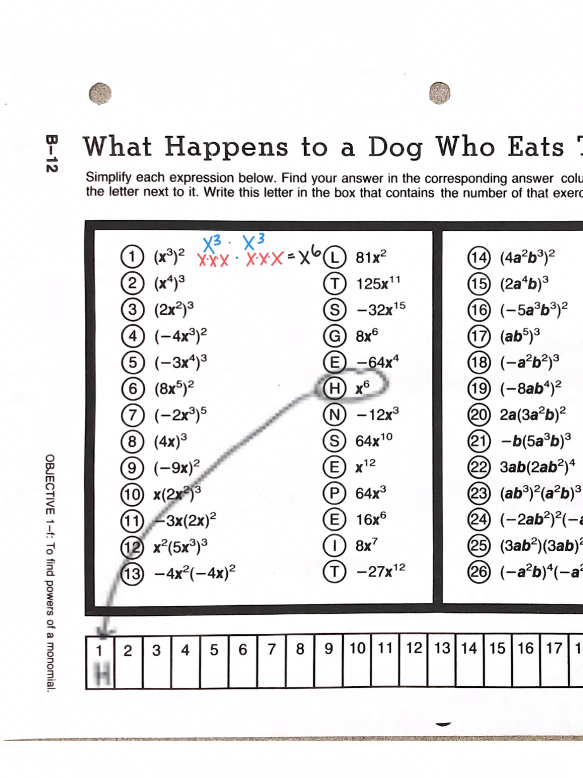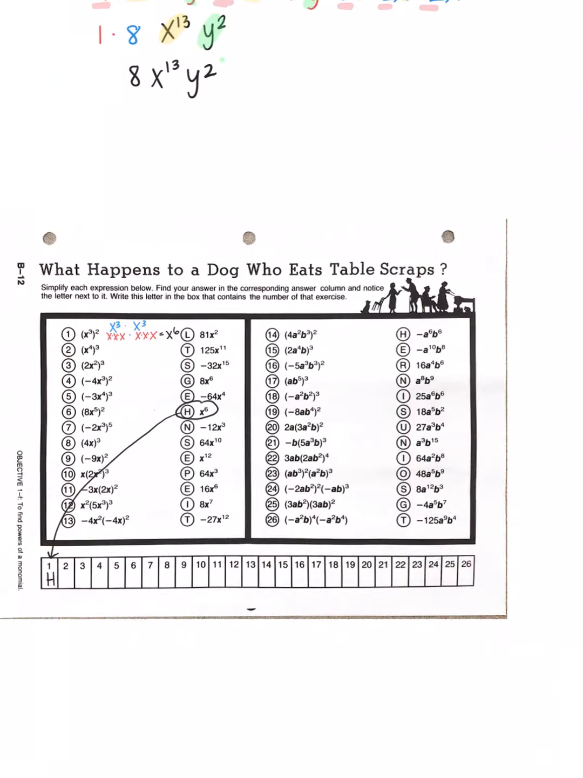Notice for number 1, I write out the x cubed twice because it's being squared, which gives me a total of 6 x's being multiplied together, or x to the 6th. I find my answer in the right-hand side of the first box, and I write that answer down under number 1. 1 is h.